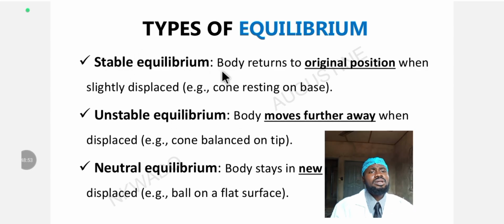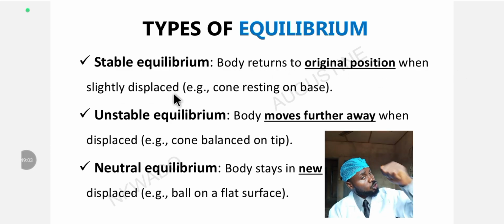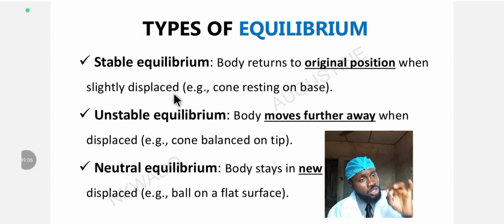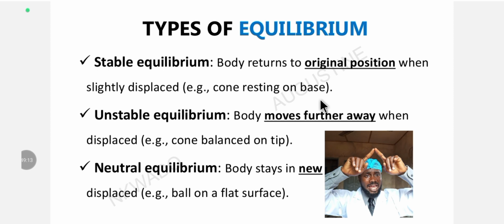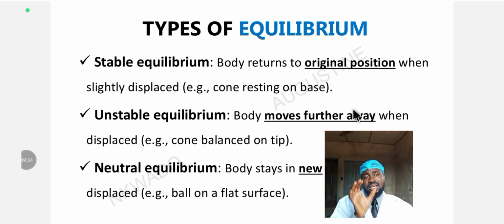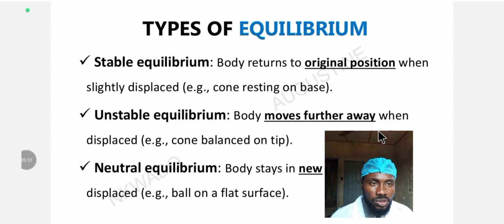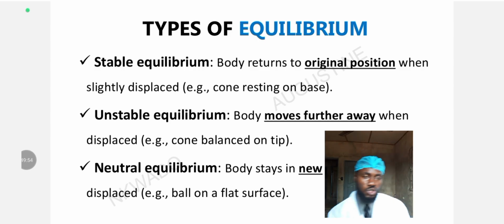Under stable equilibrium, the body returns to its original position when slightly displaced. It is stable. It always returns to its original position when you slightly displace the body. For example, a cone resting on its base. When a cone is standing on its base and you apply a small force to it, it's going to shake and return to its original position because its equilibrium is stable. If the force is too much, it will shake but still return to its equilibrium position.